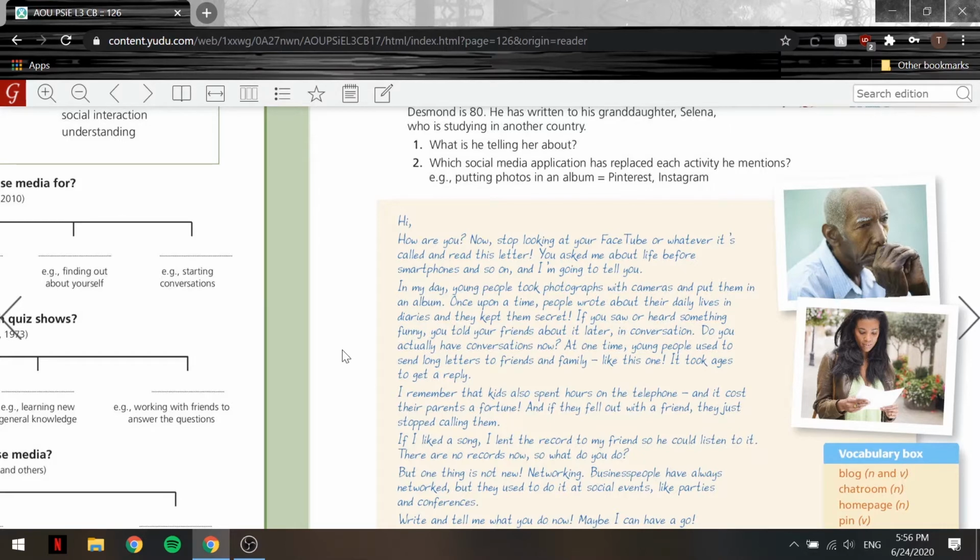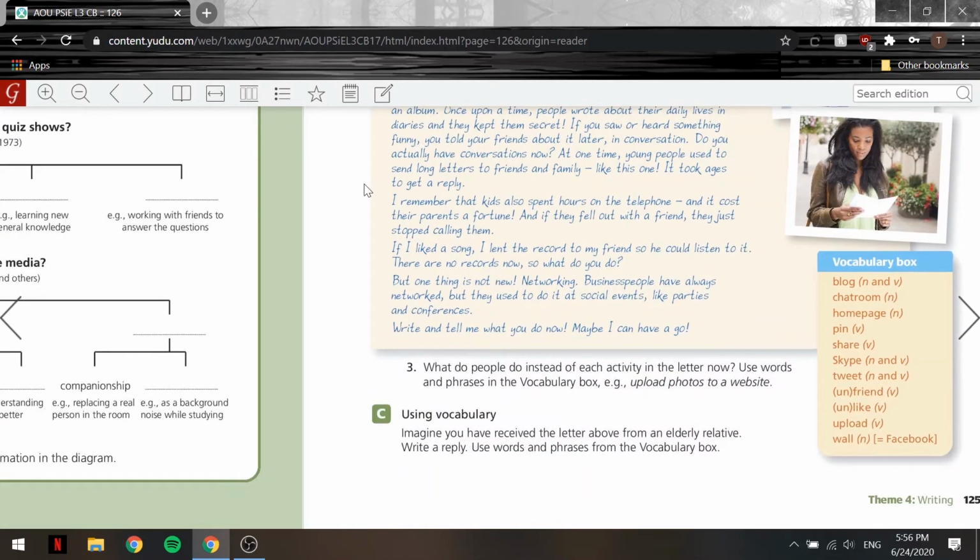Okay, so now let's move on. Let's take a look at the vocab box here. Here we have blog, chat room, homepage, pin, share, Skype, tweet, friend or unfriend, like and unlike, upload and wall.